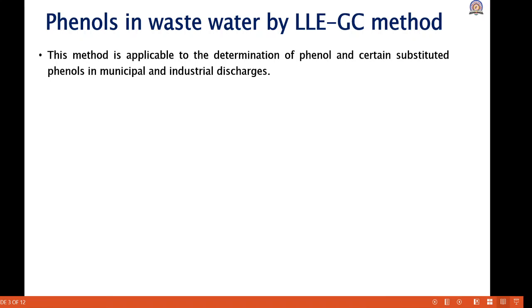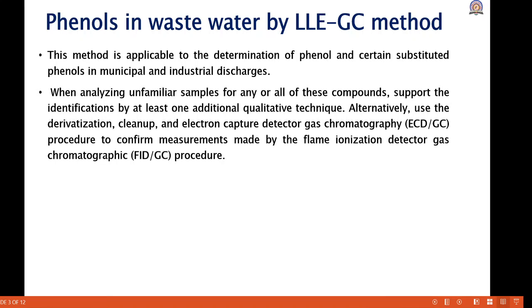phenols in municipal and industrial discharges. When analyzing an unfamiliar sample for any or all of these compounds, support the identification by at least one additional qualitative technique. Alternatively, use derivatization, cleanup and electron capture detector gas chromatography, which means the ECD detector is used in this process, as a procedure to confirm a measurement made by the flame ionization detector gas chromatography, that is the FID detector.